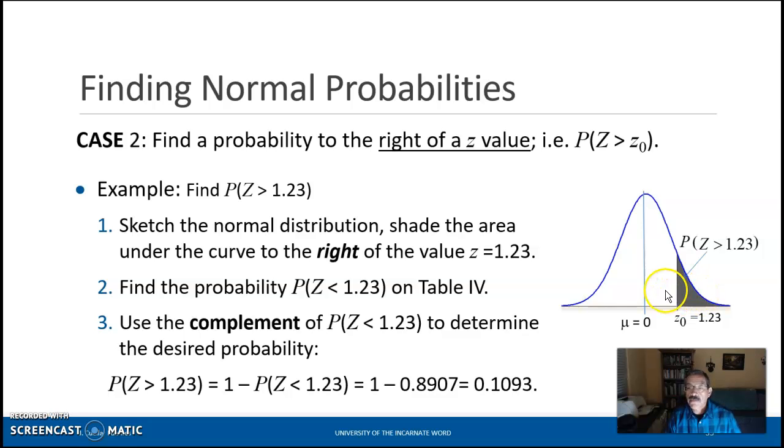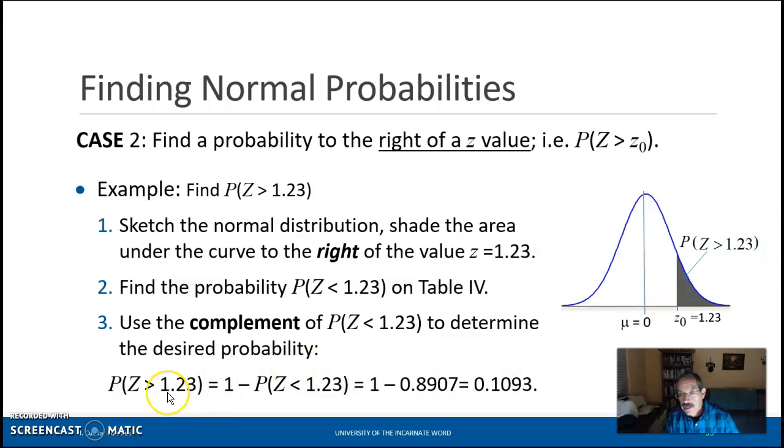All right, so what do we do? In this case, we find the probability that the random variable is less than 1.23 from table 4. Now you see that this is a complement of this. So once you find that probability, you just subtract it from 1, because this probability right here is a complement of this. If I know this probability and I know the total area under the curve is 1 and I want to find this piece, then I do 1 minus this probability and that will give me the probability for the section that I'm looking for.